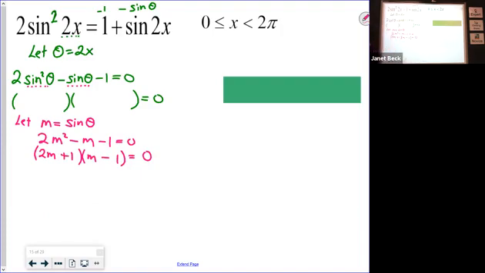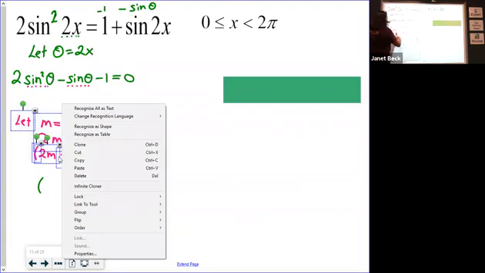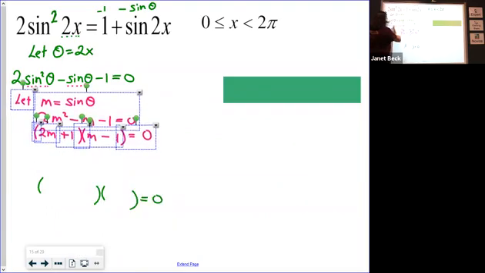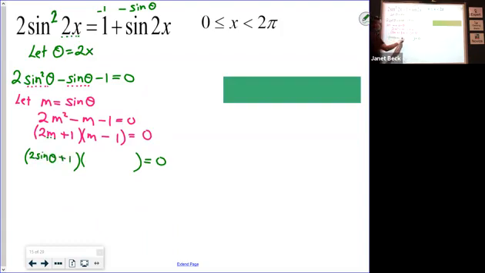So we've got those factors there. Now remember, those are really standing in for the sine of theta. Doing this substitution in pink was optional. You didn't have to do that. Some people can go straight to factoring with the word sine in it. That's good. So m was standing in for the sine of theta. So I've got 2 times the sine of theta plus 1, times the sine of theta minus 1.